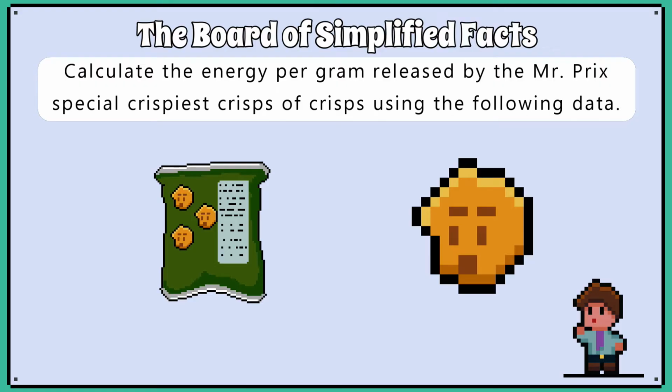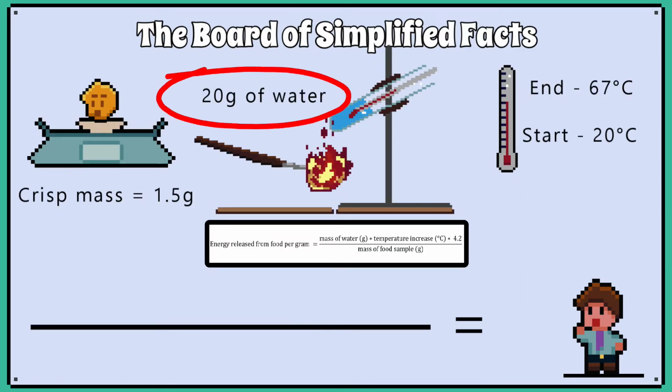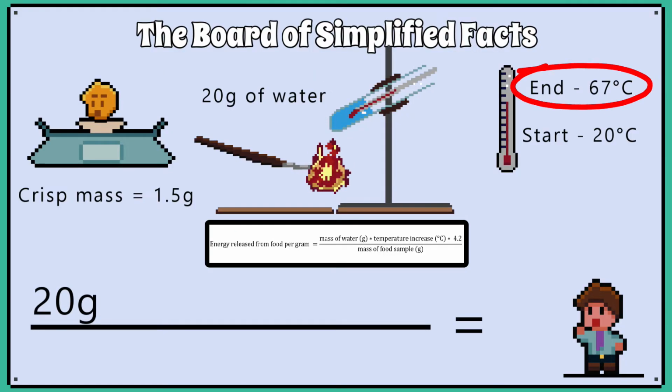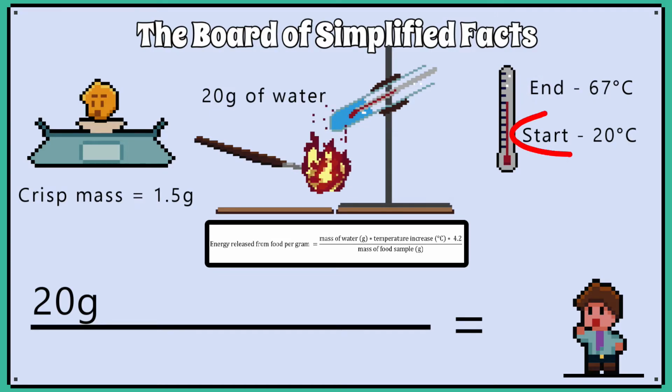For example, calculate the energy per gram released by the Mr. Prick's special crispiest crisps of crisps using the following data. We have 20 centimeter cubed of water, so that means 20 grams of water, multiplied by how much the temperature increased, which is the final temperature, 67 degrees Celsius, minus the initial starting temperature of 20 degrees Celsius.